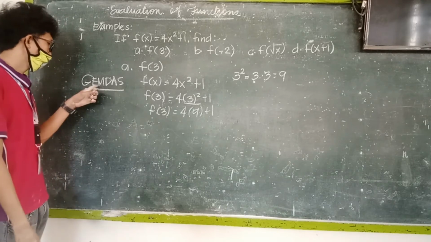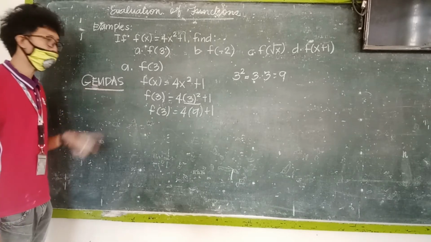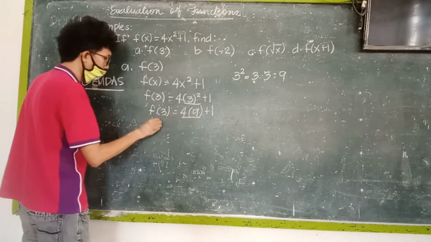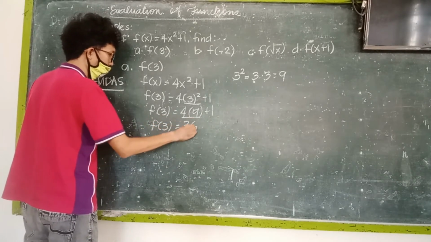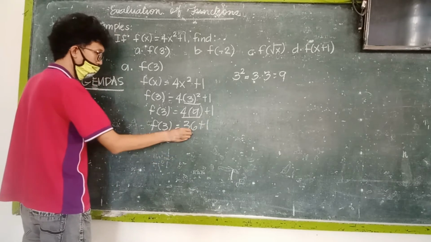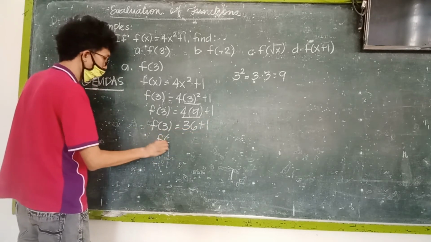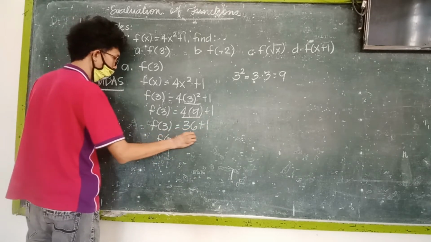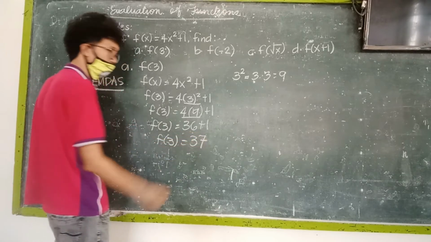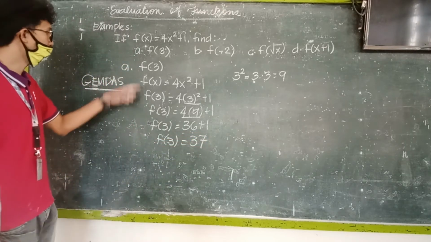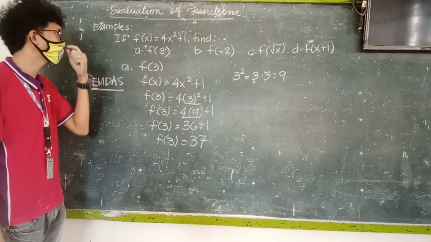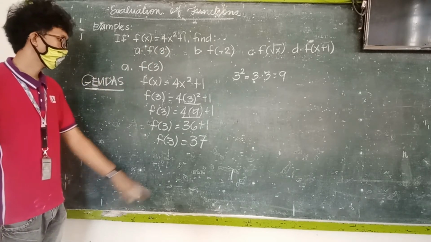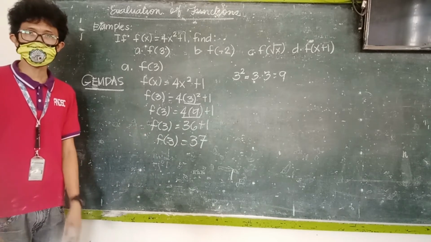Now, we will proceed first with multiplication before addition. So, we have 4 times 9, f of 3 is equal to 36 plus 1. So, 36 plus 1, f of 3 therefore is equal to 37. Therefore, the value of f of 3 in the function 4x squared plus 1 is equal to 37.